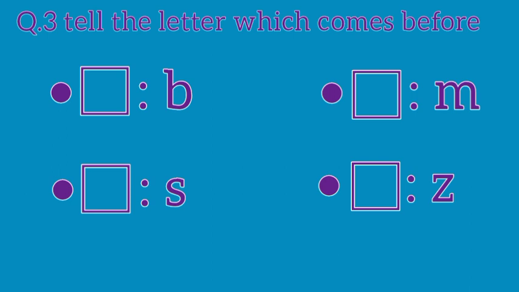Now we have to tell the letter which comes before. Before the letter B comes the letter, yes, A, the letter A. So A, B. Which letter comes before M? The letter L. L comes first, then the letter M. Which letter comes before the letter S? The letter R. R, S. Which letter comes before the letter Z? Y. Y, Z. Very good, boys.